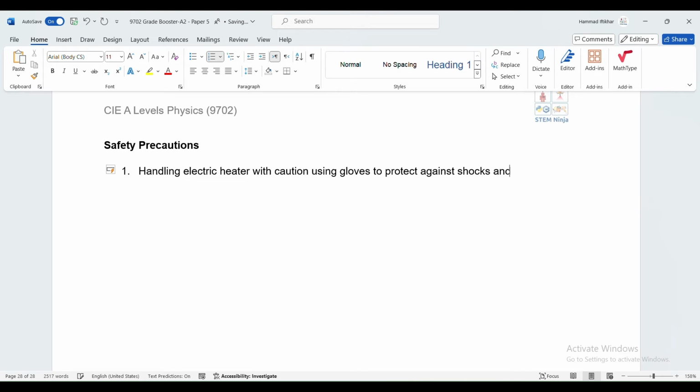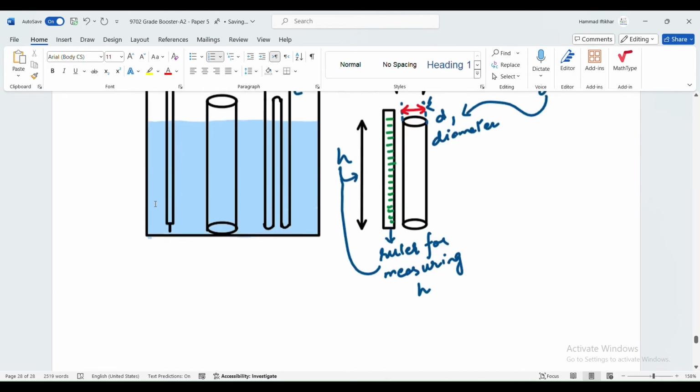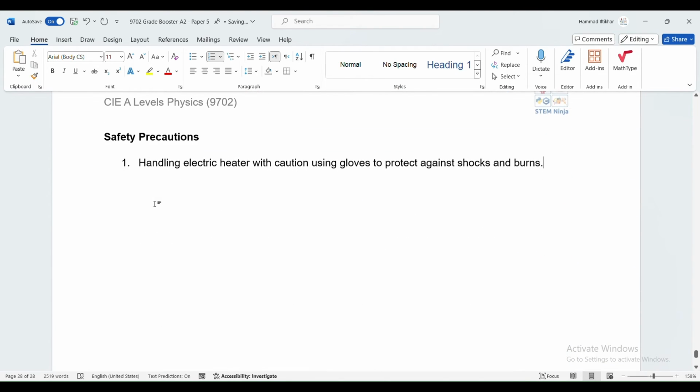Since we are putting this in the water, obviously steam is going to affect our vision, so we put on some glasses or goggles to protect eyes against steam, or simply just vision, you can say, against steam.